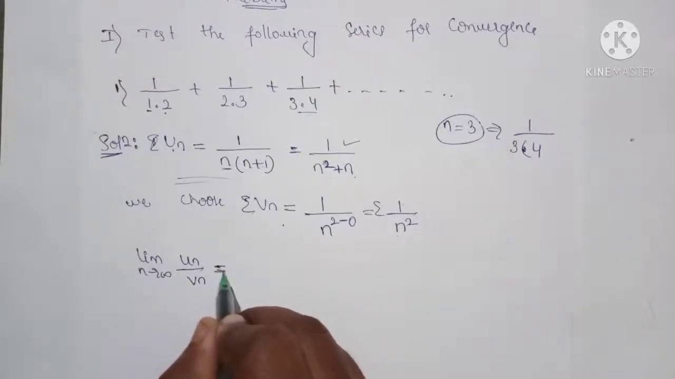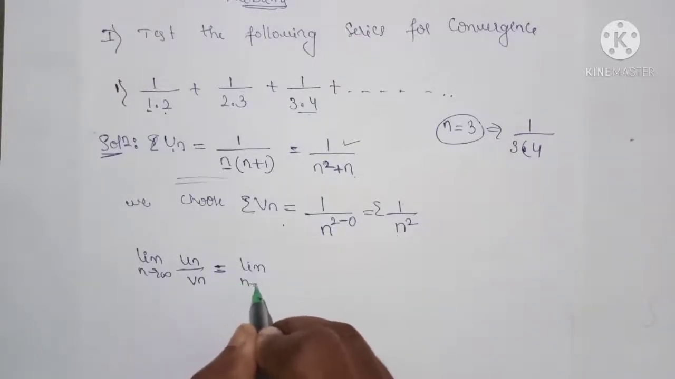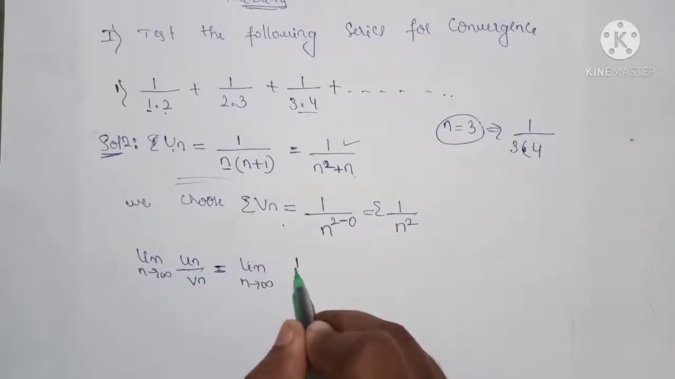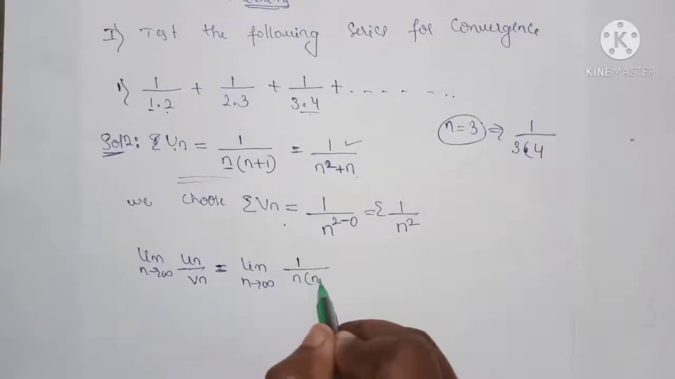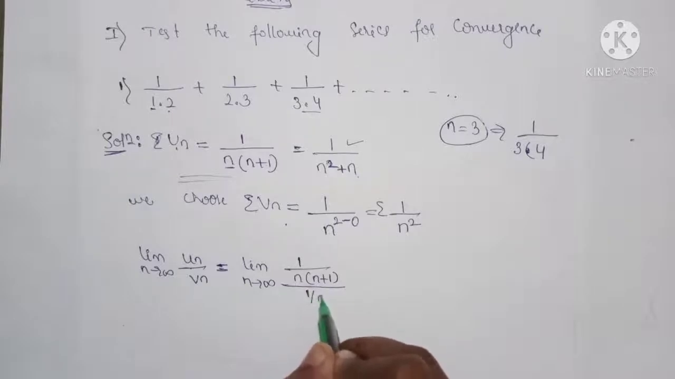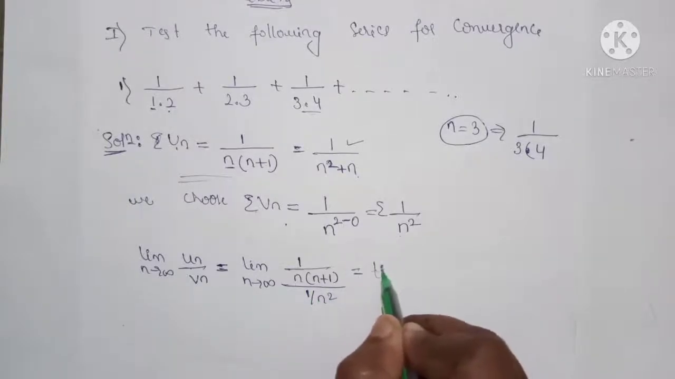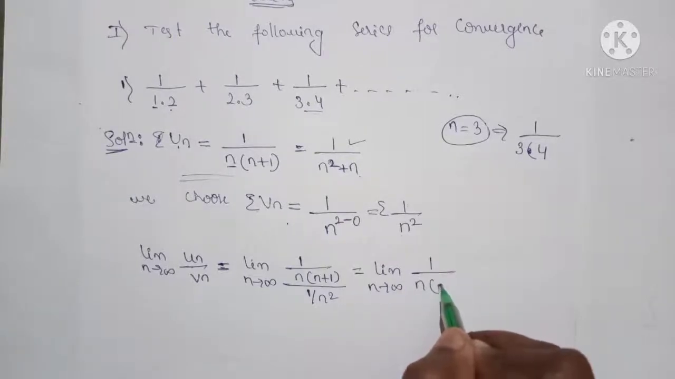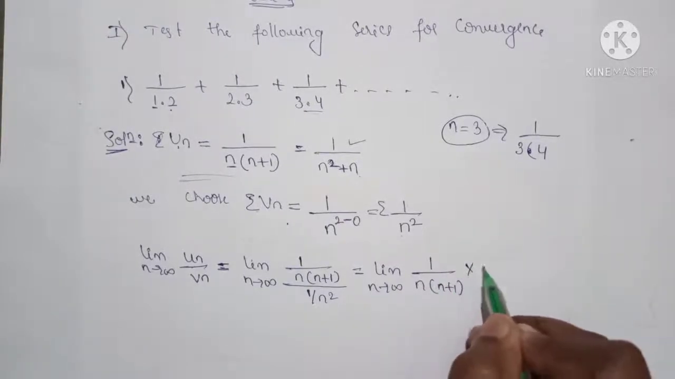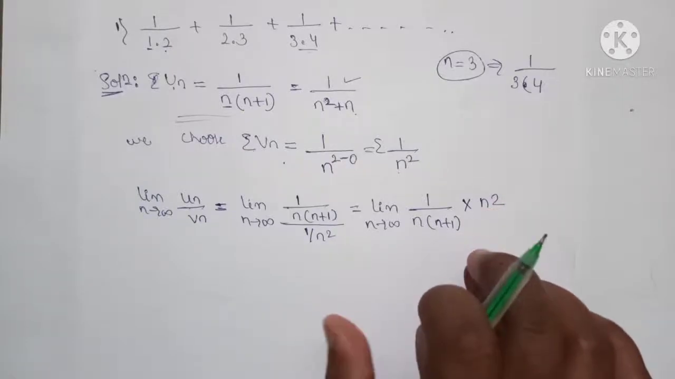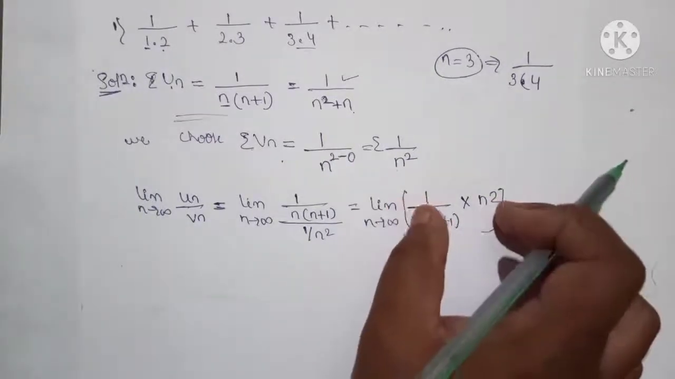So this equals the limit as n tends to infinity, where un is 1 divided by n into n plus 1, and Vn is 1 divided by n square, or it can be written as the limit as n tends to infinity of 1 divided by n into n plus 1 into n square. If you directly apply this limit, you will get an infinity divided by infinity form, which is indeterminate. Therefore we have to simplify this.